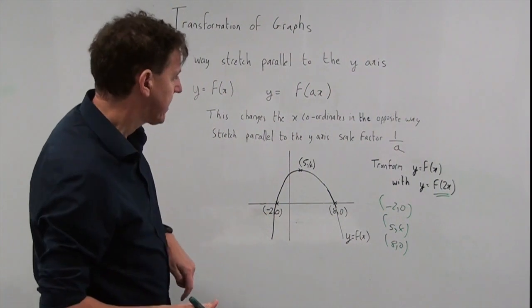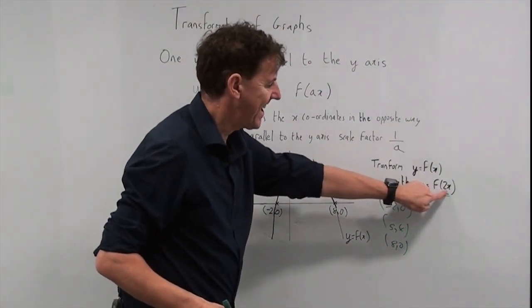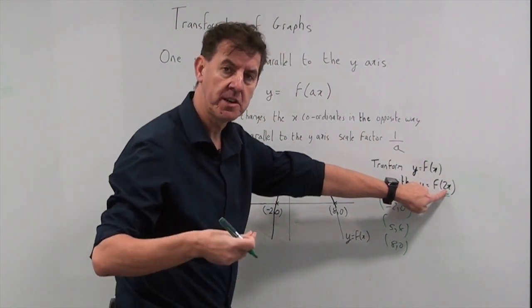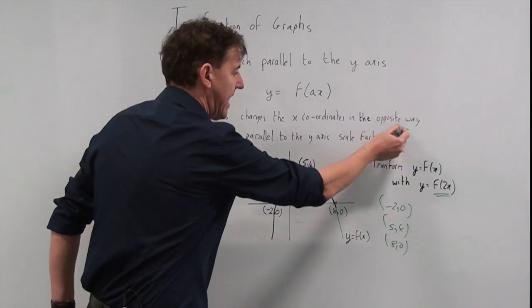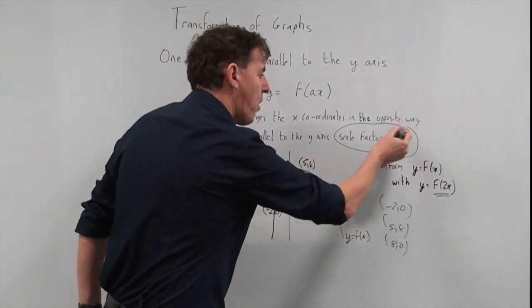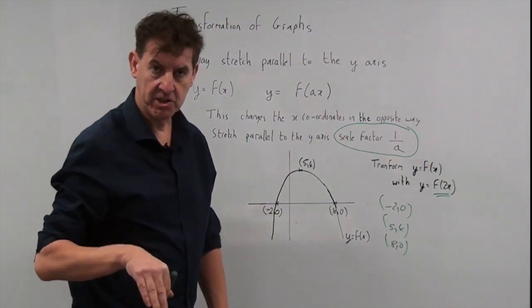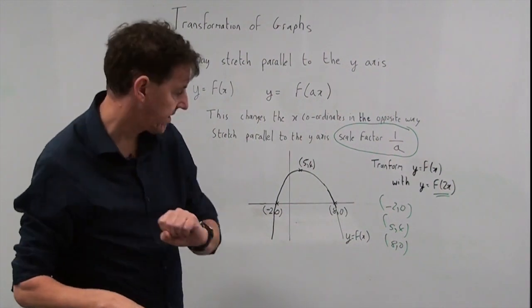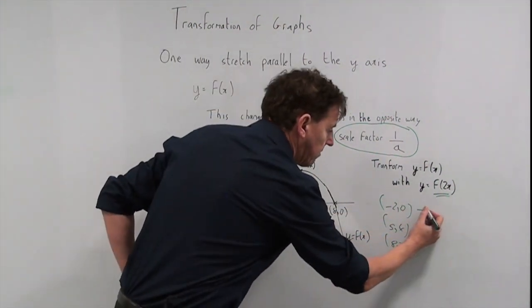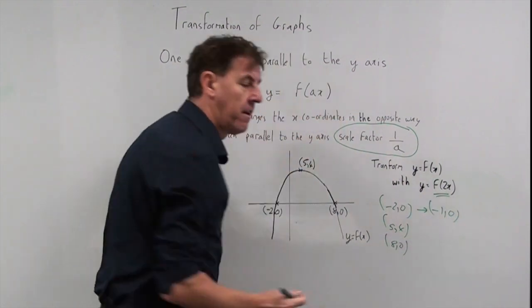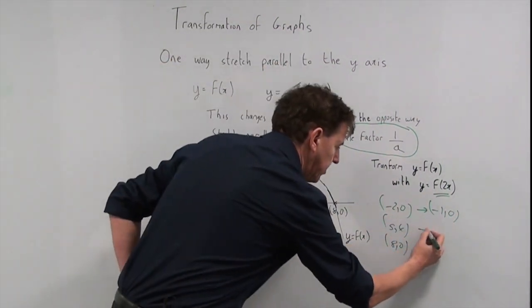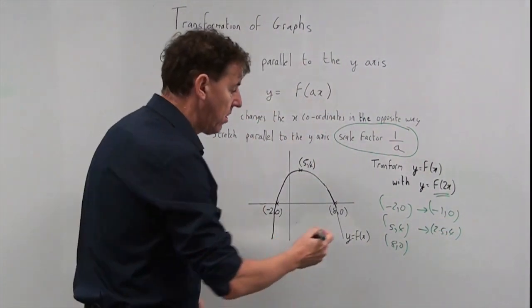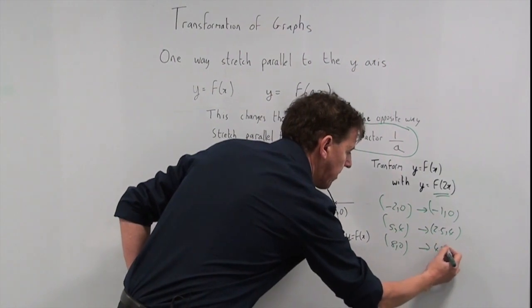So let's have a look what happens to these x coordinates. Because it's times by 2 inside the bracket, what it's actually going to do is divide each of those coordinates by 2. That's why we say it has a scale factor of 1 over a. Our value of a is 2. So what we're literally doing is we're halving all those x coordinates. We're dividing them by 2. So (-2, 0) would now shift to (-1, 0). (5, 4) would shift to (2.5, 4). (8, 0) would shift to (4, 0).